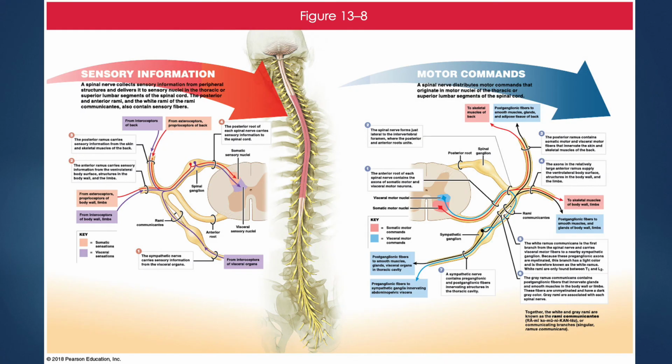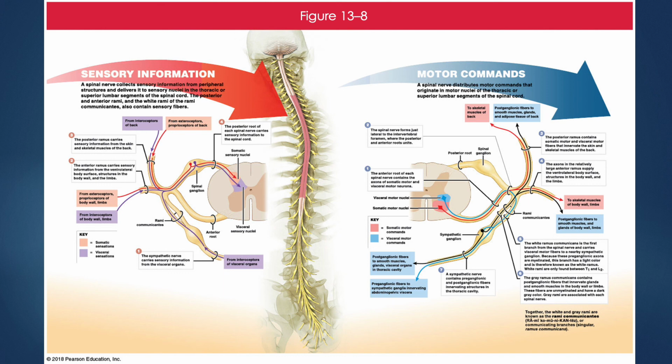So take a moment to review figure 13-8 in your text, which is a 2-page spread that shows you the gestalt of how sensory information comes in through a number of different sources, both from interoceptors and exteroceptors throughout our body, and they come in via the posterior root. And remember, posterior is bringing in sensory information. And so it comes in to the somatic sensory nuclei in the gray matter of the spinal cord. Now, once that information is there, it can ascend up to the brain for processing and then descend back down.